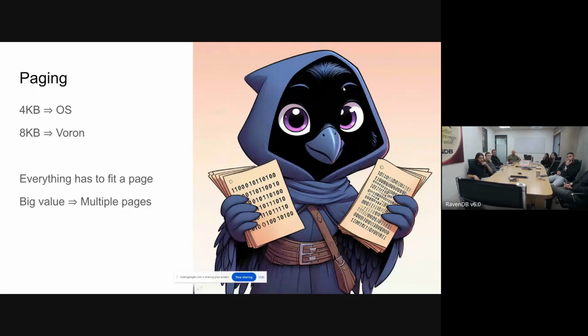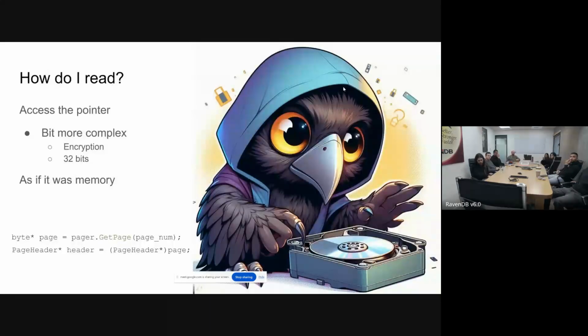So everything is structured that way. If I have a value that is bigger than one page, I allocate multiple pages in consecutive order and use those. And that's it. Now, why does it matter? Because it means that I only need to refer to a particular page, and then I have some internal structure inside that page to do something with it.